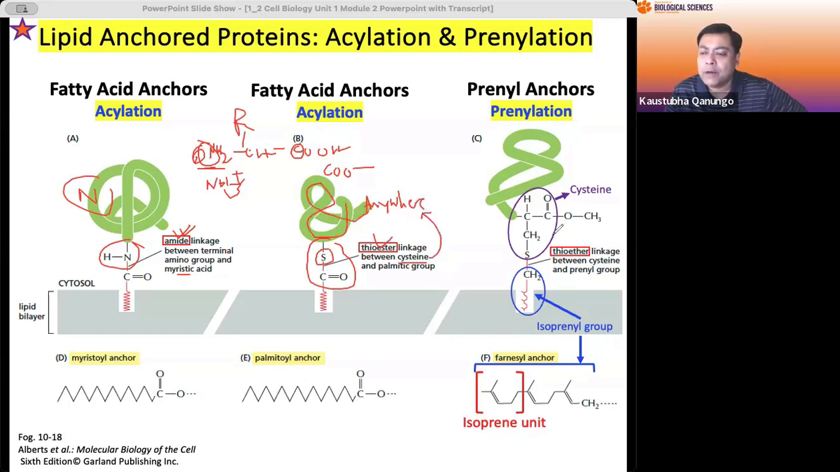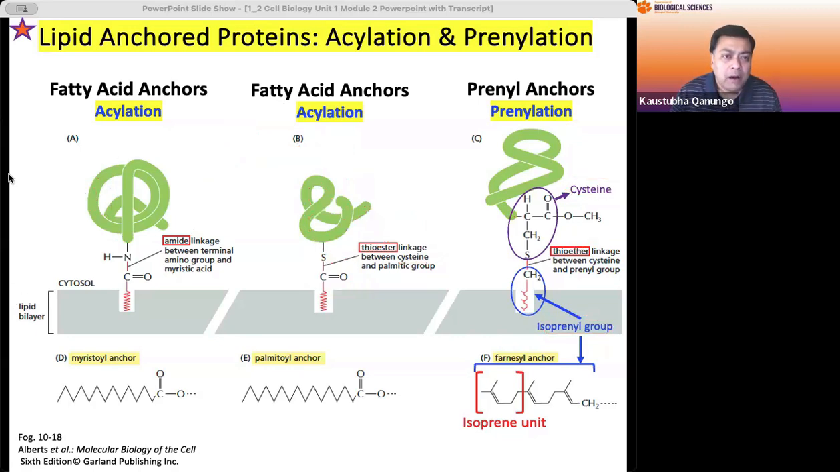On the other hand, what happens if the C-terminal right here contains a cysteine, then a thioether linkage binds it with an isoprenyl group, which is the farnesyl anchor. So these are the three different lipid-anchored proteins: two acylated, one prenylated. All right, so different mechanisms, that's all you need.